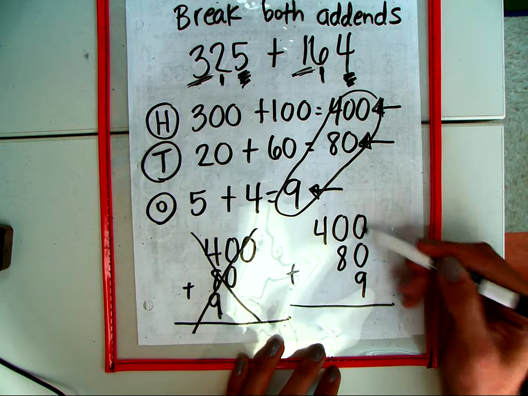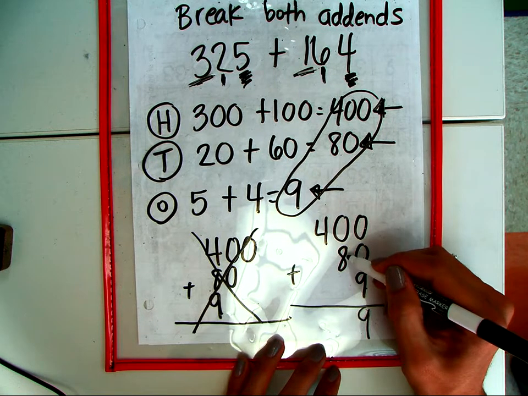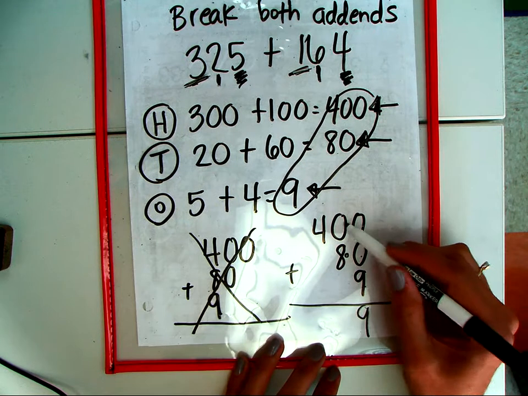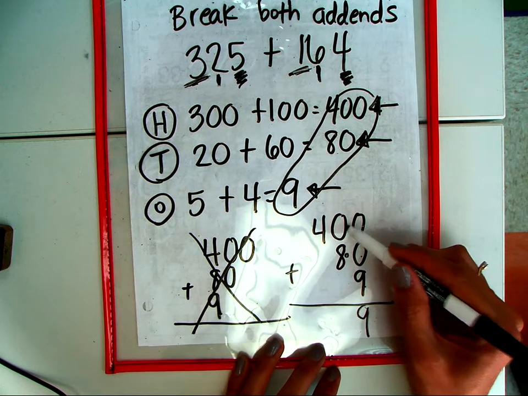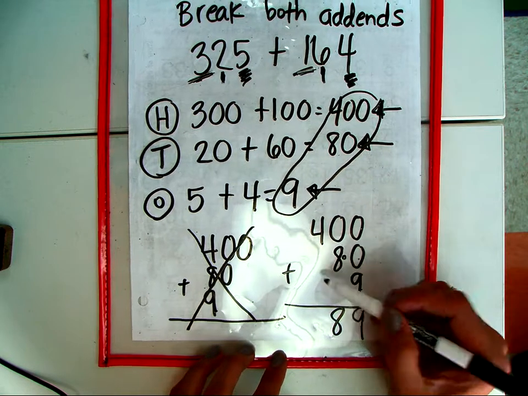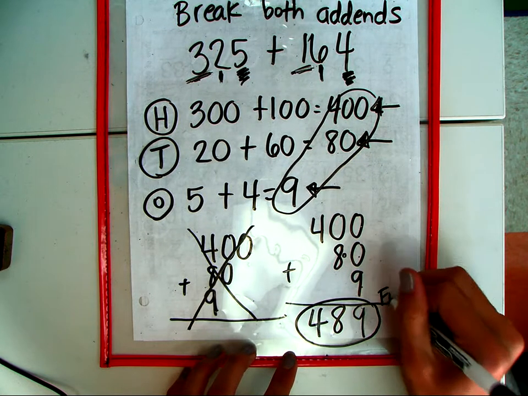0 plus 0 plus 9. 0 plus 8 tens, or 80. I cannot say 0 plus 8. 0 plus 8 tens, or 0 plus 80 is 80. 400 plus 0 plus 0. 489. There's my final sum.